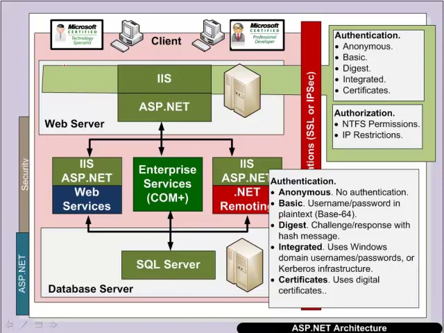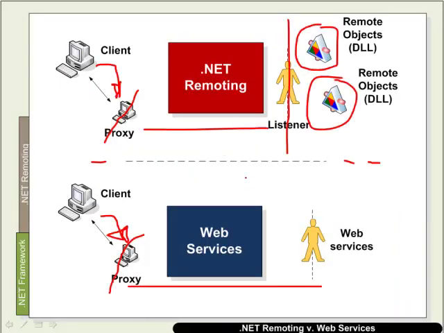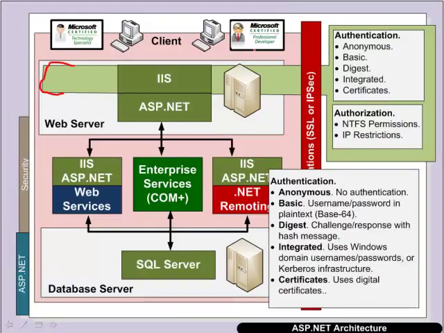So at the first level, we have our IIS security. One of the advantages of a web-based approach over a normal Windows type infrastructure is that we get the IIS security built into it. So the levels that we can have for this are anonymous authentication, basic, digest, integrated, or certificates. And with the authorization, we can get normal NTFS permissions or IP restrictions.